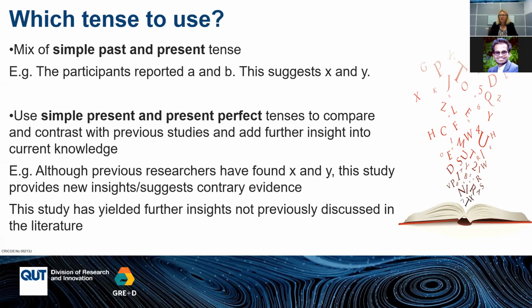When you're talking about previous studies, we're often in present perfect. So there's an example there. Although previous researchers have found X and Y, this study provides new insights, suggests contrary evidence. So notice the present perfect. You could say, this study has yielded further insights not previously discussed in the literature. So has yielded, you're in present perfect.